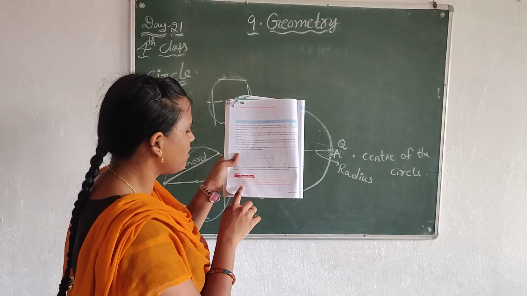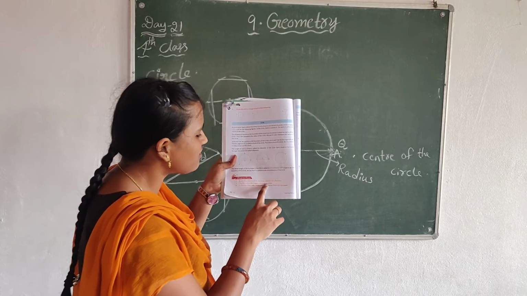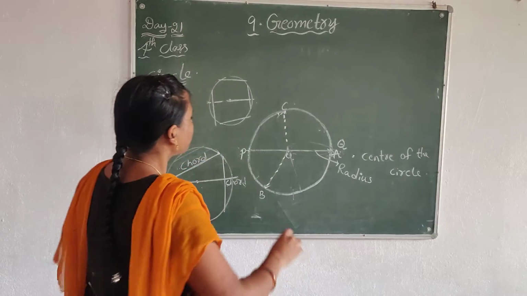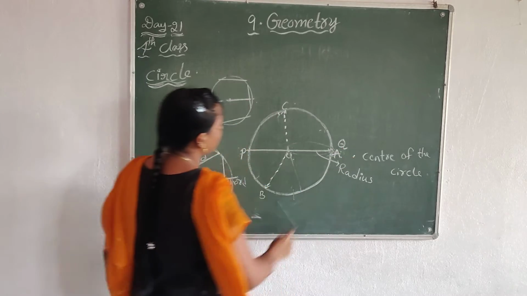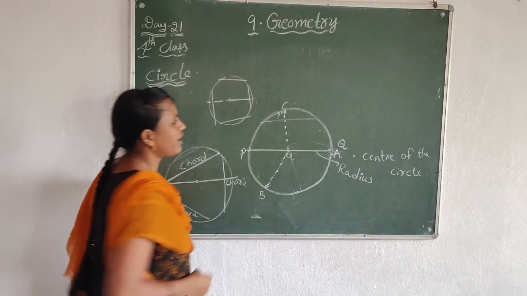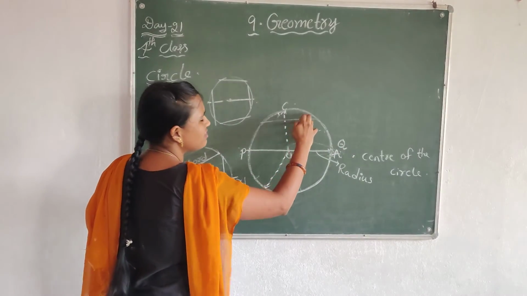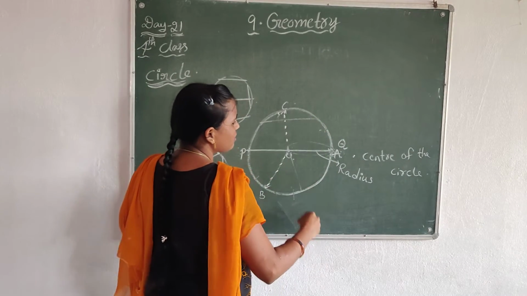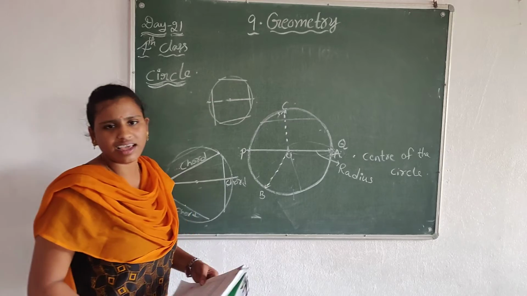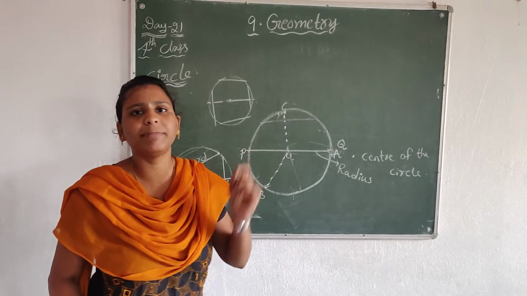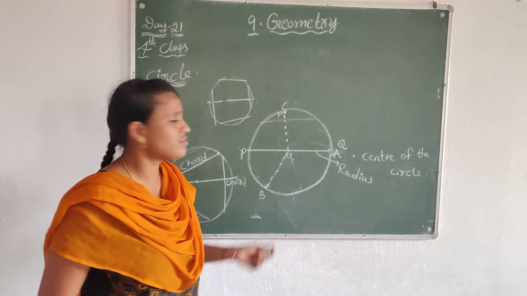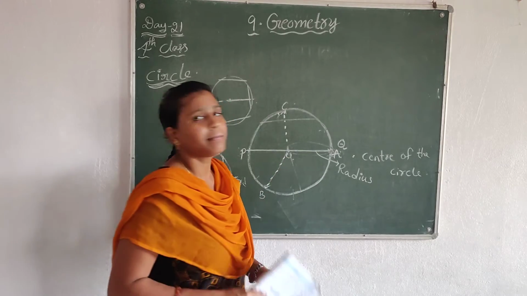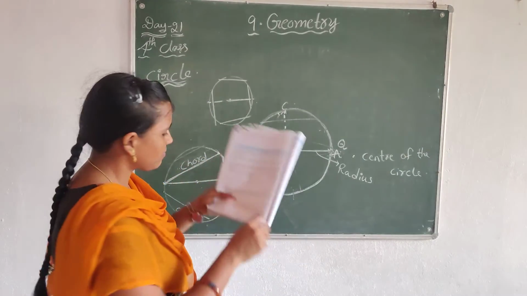Let's see another fact. The diameter is the longest chord in any circle. See, it has one diameter. If you take these 2 points, it makes a chord. But here you see, this length is shorter than this length. So, this is the bigger chord. So, the longest chord is the diameter.